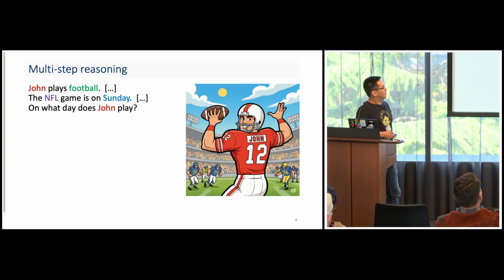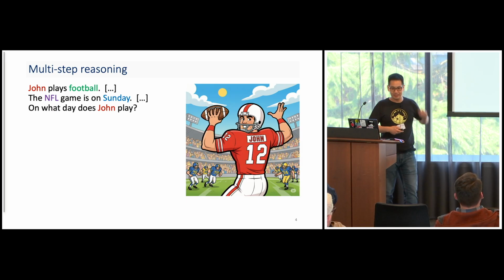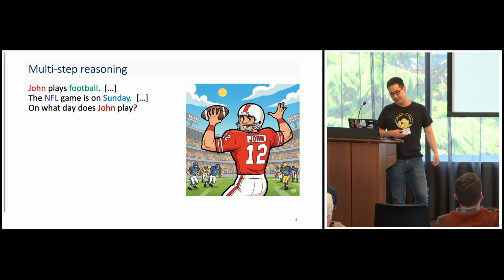This is a very cartoon, very simple challenge for a demonstration of multi-step reasoning. So you have some passage from a story, here about some characters. John plays football, and a bunch of other things that people play.